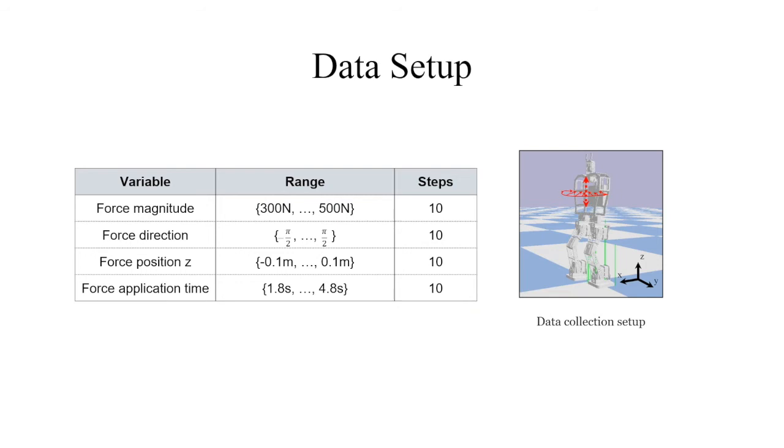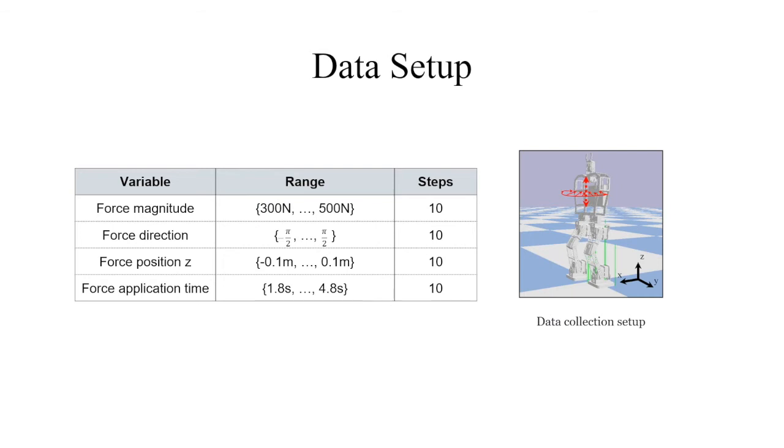In this slide, let's talk about how we set up the training data. First, we collected the data in a standing robot for static case and a walking robot for dynamic case. For both static and dynamic cases, we applied horizontal forces on the torso of the robot with various selected magnitudes, directions, positions within the range shown in this table.